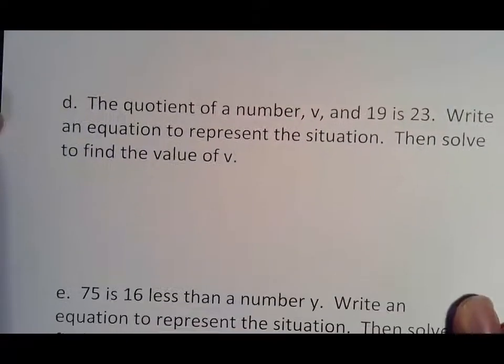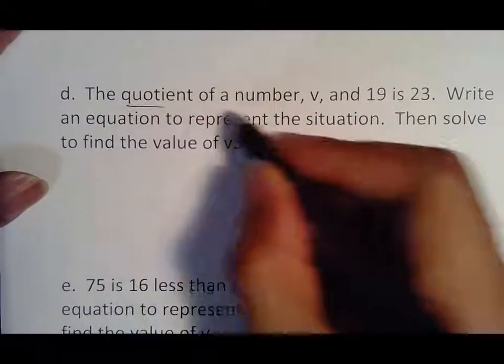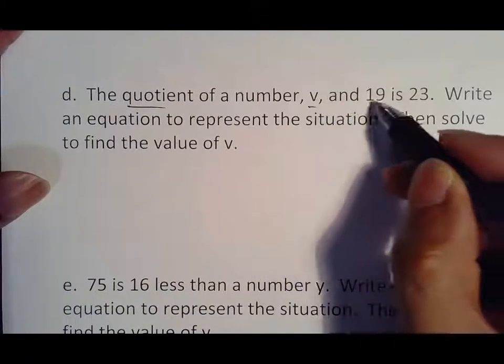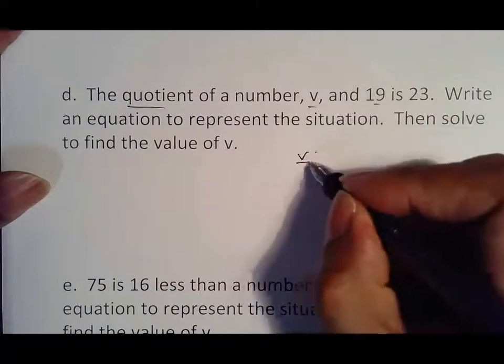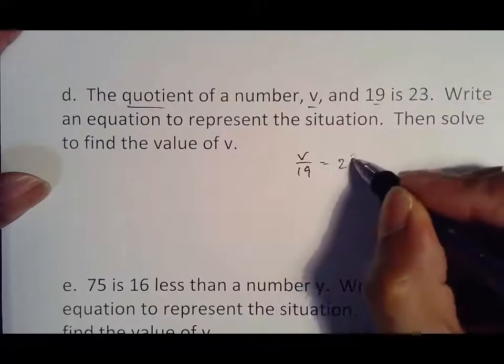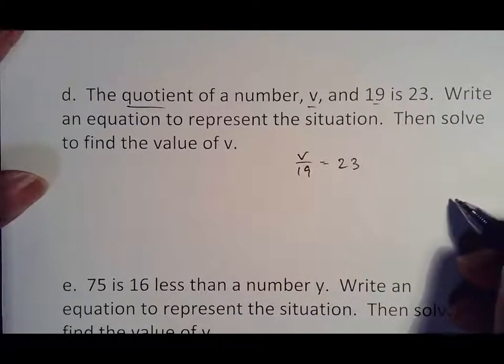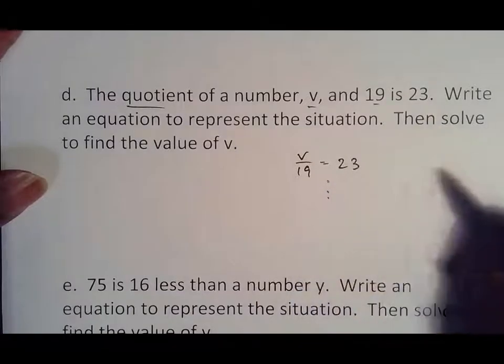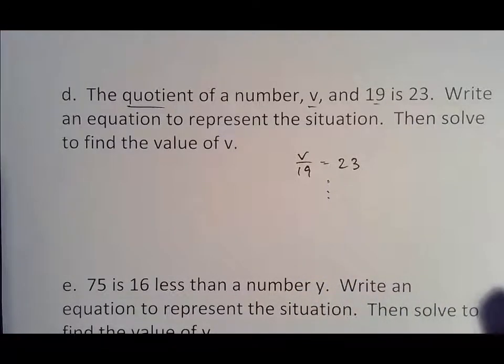The quotient of a number v and 19 is 23. Again, quotient means divide. Remember that division means you're going to create a fraction. The thing that's stated first goes on top, so it would be v over 19 equals 23. And again, to solve that, we would simply multiply by 19 on both sides. I think we know that.